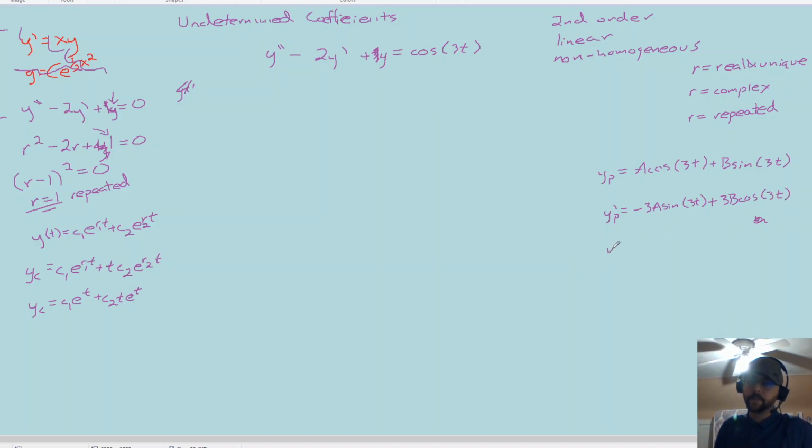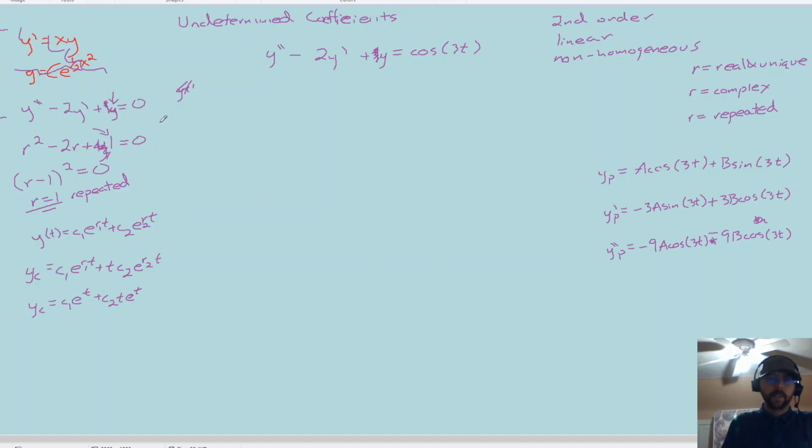Then we have the second derivative of the particular. It's sine and cosine, and we don't flip signs, so it'll still be negative. We multiply this out, it's 3, so we get negative 9a cosine 3t plus, oops, actually this time we do flip the sign because cosine to sine, you flip the sign, negative 9b cosine of 3t. So that's what we have.